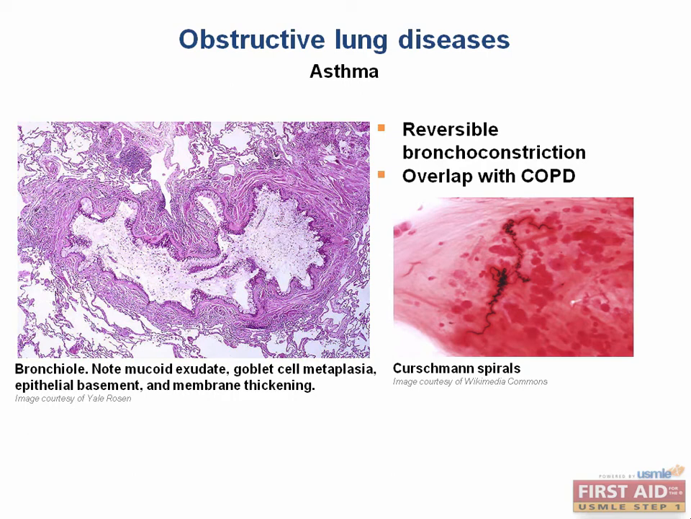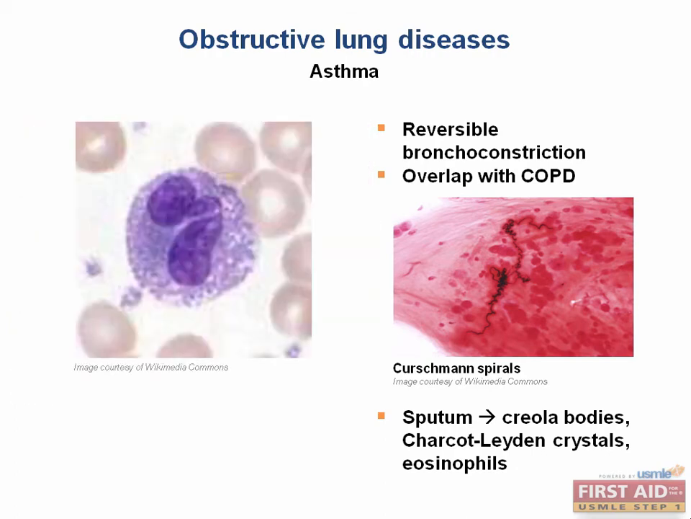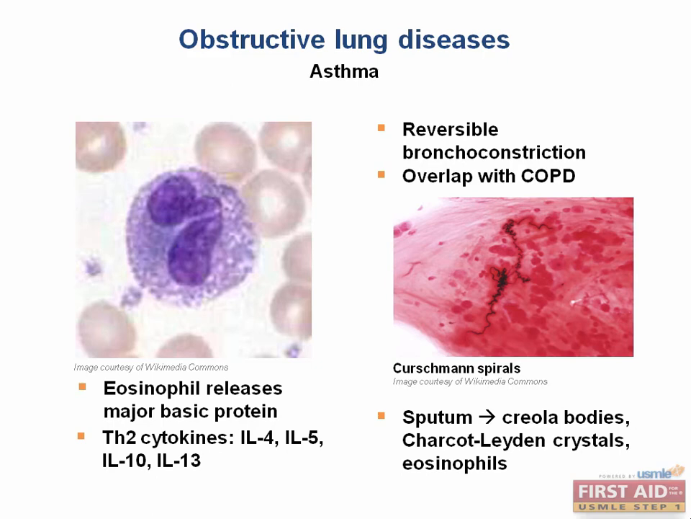So if you looked at the sputum of an asthmatic patient, what else would you see? Well, you might also find Creola bodies, Charcot-Leyden crystals, and of course eosinophils, especially in allergic asthma. Now what do eosinophils do in asthma? Eosinophils release major basic protein, which causes epithelial cell damage and bronchospasm in asthma. In allergic asthma, you'll also see Th2 cytokines like IL-4, 5, 10, and 13. Now if you don't know which cytokines drive allergic inflammation, go back to the immunology section for a quick review.